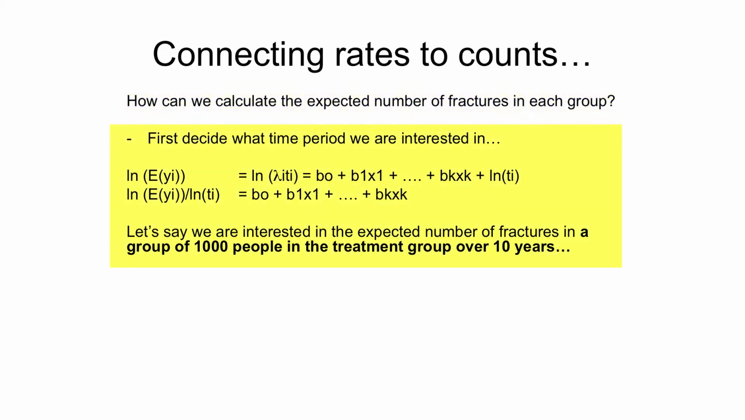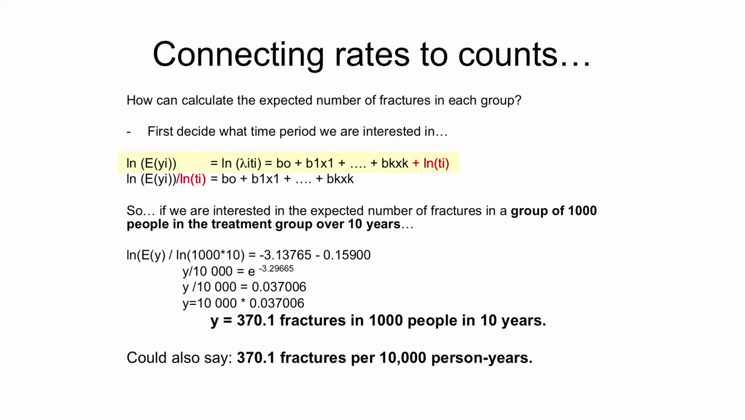First, we need to decide what time period we're interested in. Let's say that we're interested in the expected number of fractures in a group of 1,000 people in the treatment group over 10 years. Recall that the first equation with the offset of person time on the right side is equivalent to the second equation with the offset on the left.